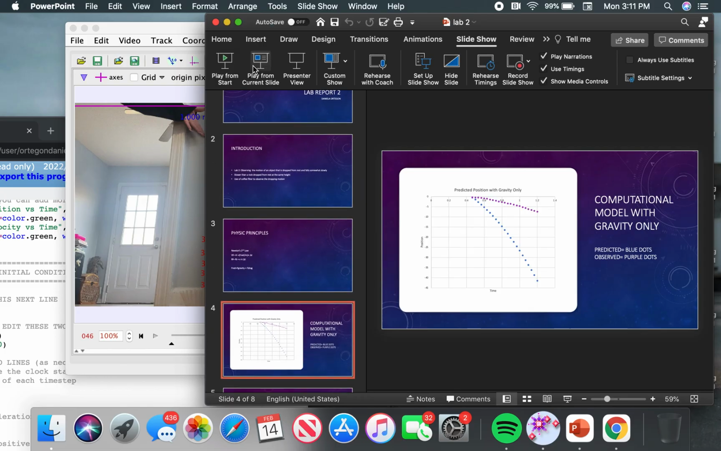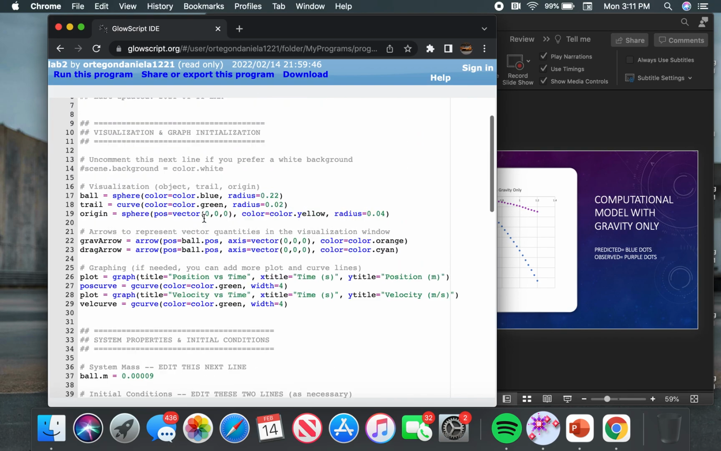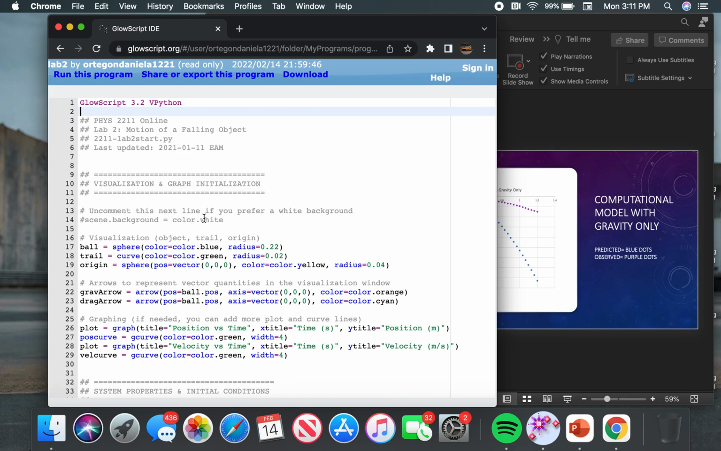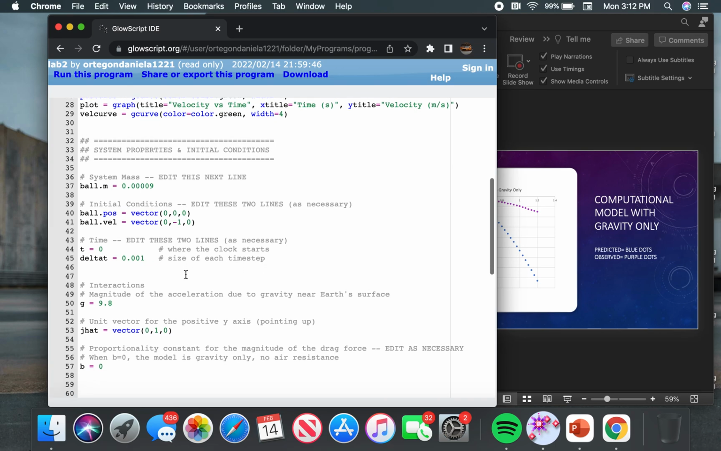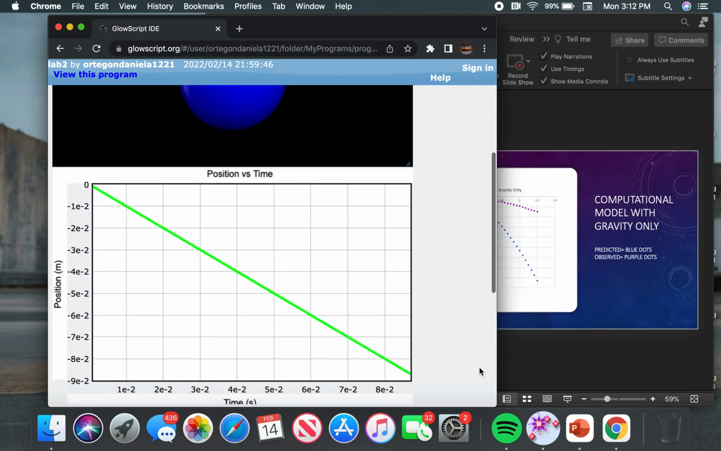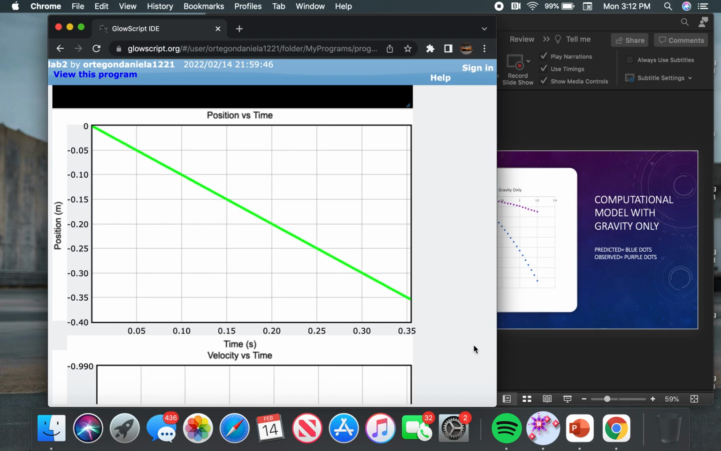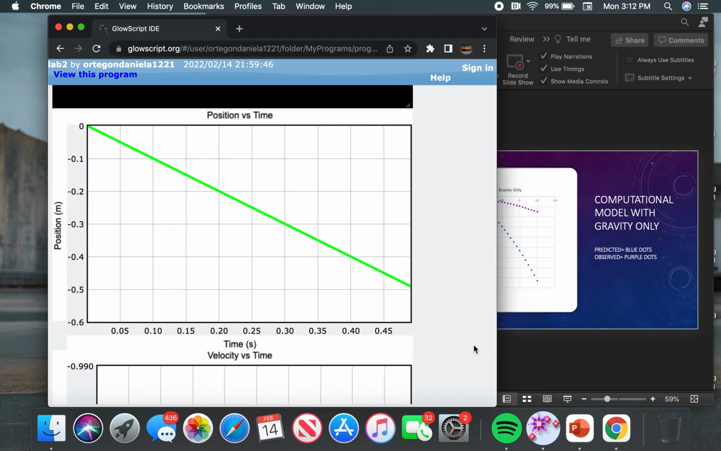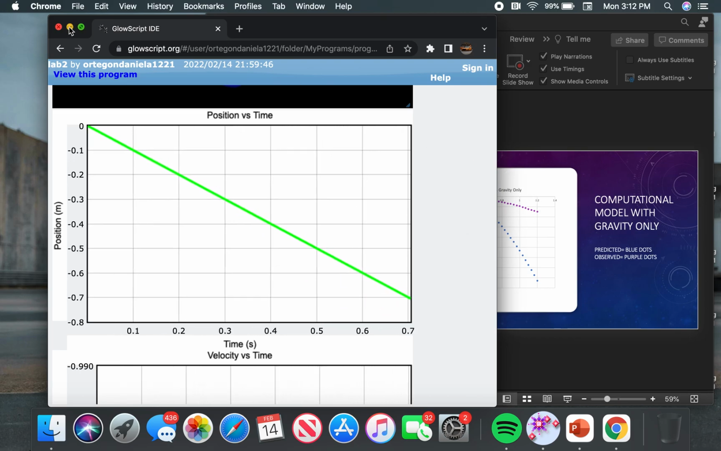So I used GlowScript to find my predicted values. Here is my code. The mass is 0.009, and when we run it, this is what we get: the velocity over position, and position and time graphed. It went to 1.2 seconds.